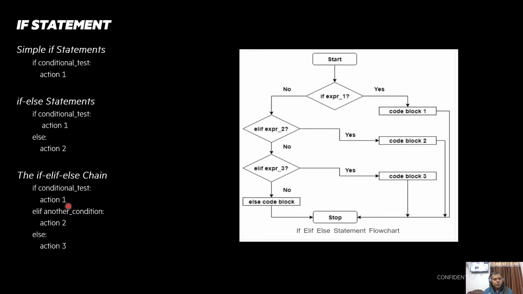But sometimes we will have multiple conditions we need to check, and then we need to go for the else section. For those situations, we'll have an if condition, an action, another condition, and if that condition is true, another action, and so on. We can have so many condition checks. And at the end, once we are done with all the condition checks, we can say that if none of the conditions are met, then action 3.